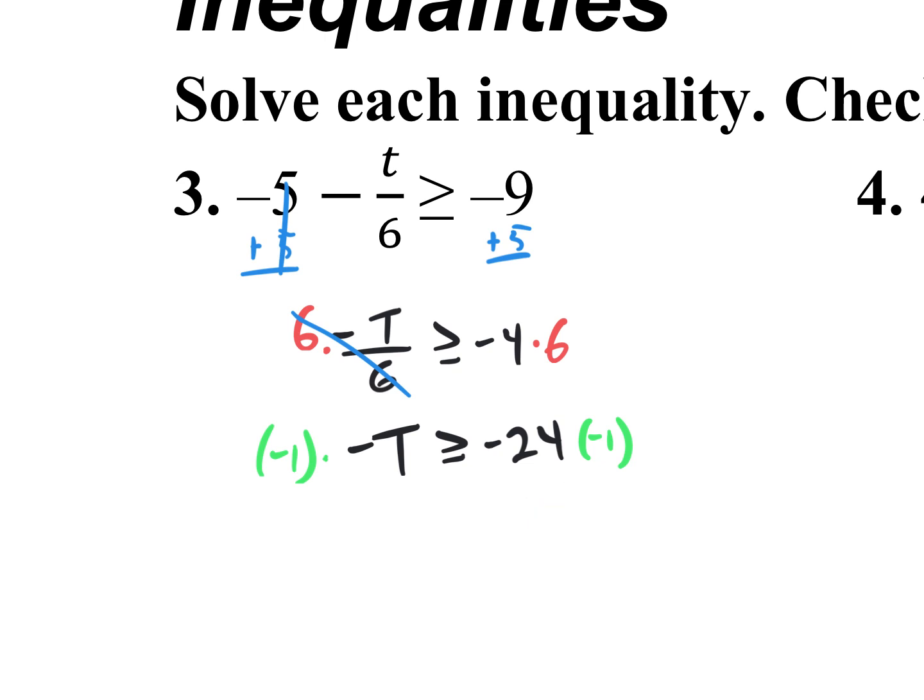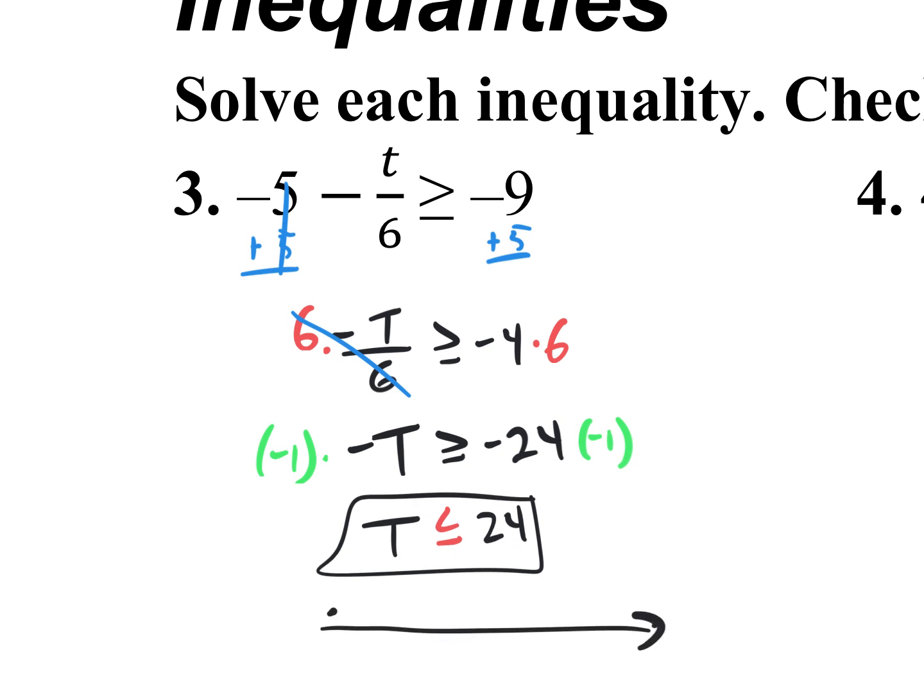So the rule says that if you multiply or divide by a negative on your last step, you do flip the inequality symbol. So you will have a positive t. You have to flip that inequality symbol. It becomes a less than or equal to and a positive 24. There's your answer. Just for funsies, let's graph this.